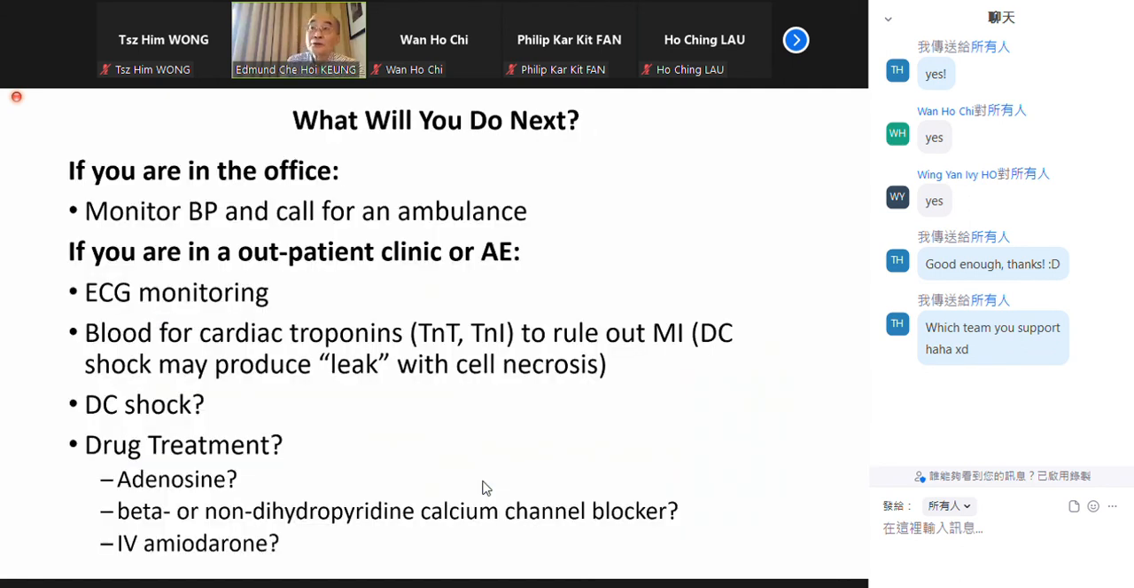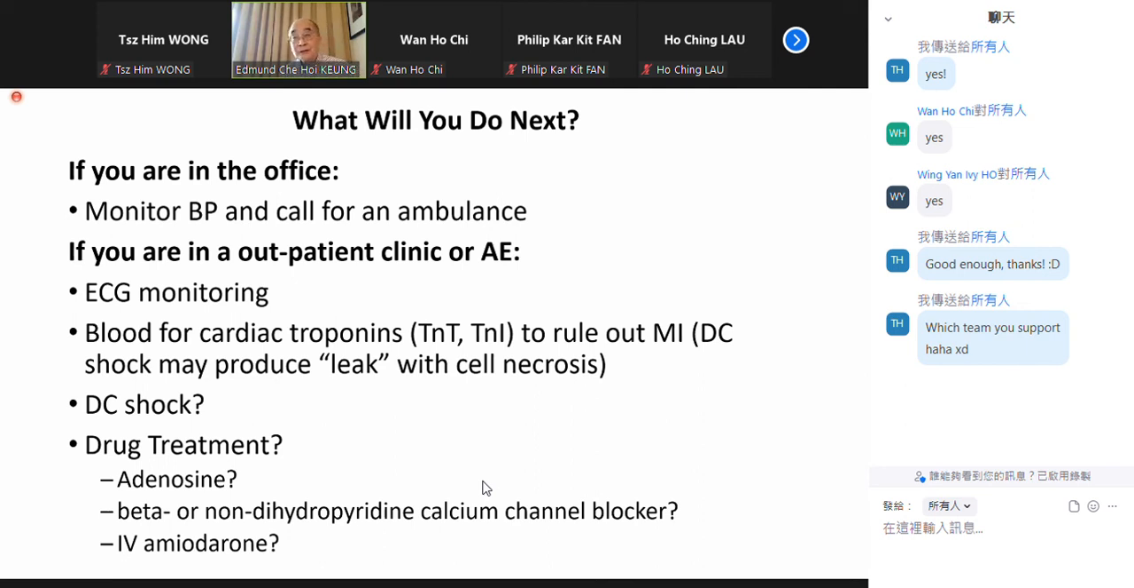What will you do next? Now, if you are in your office and your office is not an emergency room, monitor the BP and call for an ambulance. Don't tell her to go to the emergency room by herself, even though the patient is stable, because she is stable only at the moment you saw her.